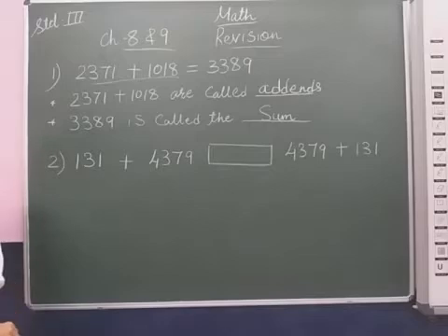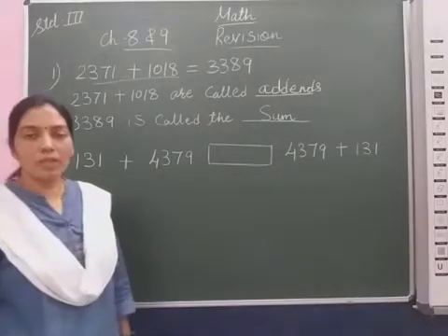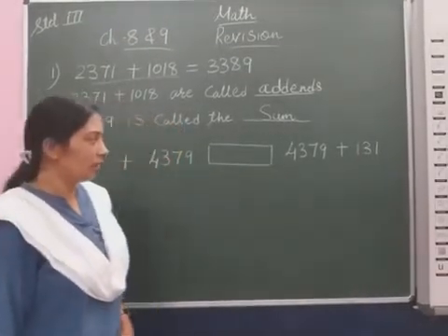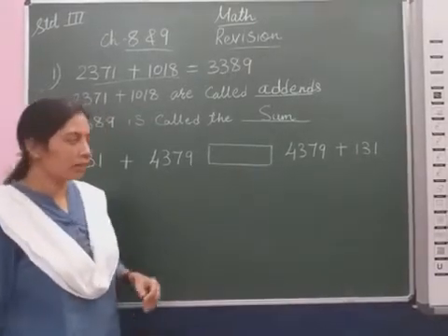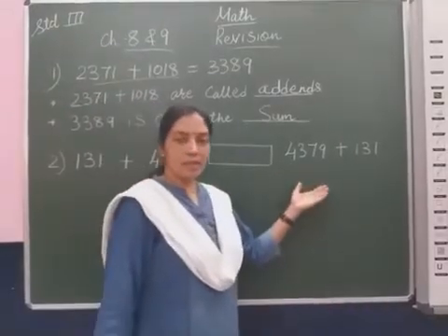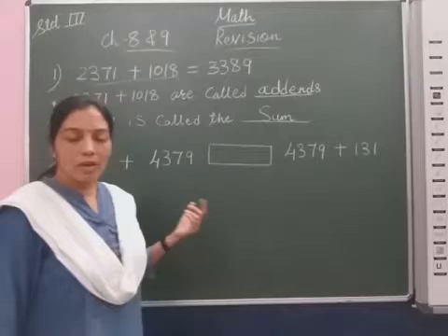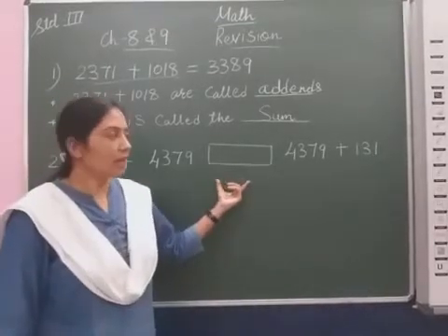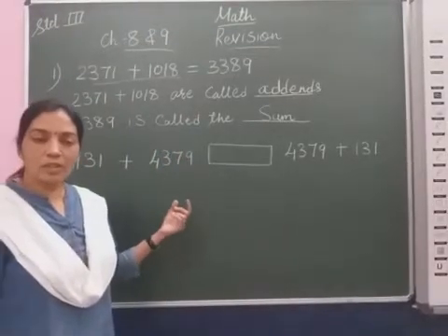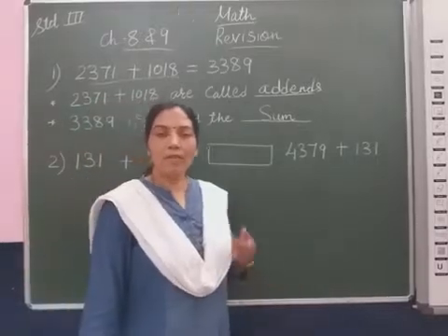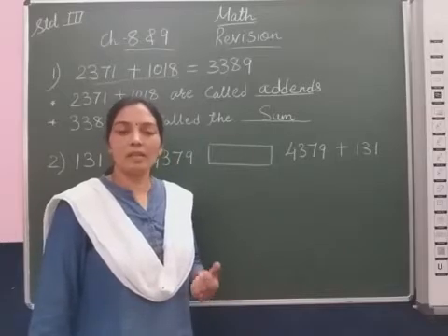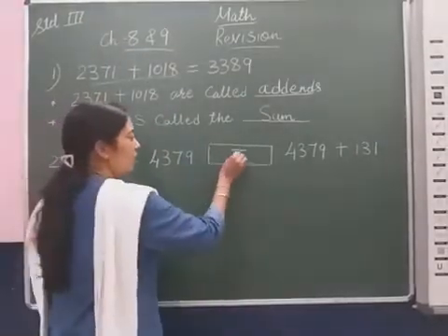Now the second question is given: 131 plus 4379. The second one is also the same: 4379 plus 131. Here the first number is given this way and the second number that way. Here the order is changed. Now we have to put a sign: either the sum is increased or the same. This is one property of addition. When we change the order of the numbers, we find the same sum. So we put the equal to sign here.